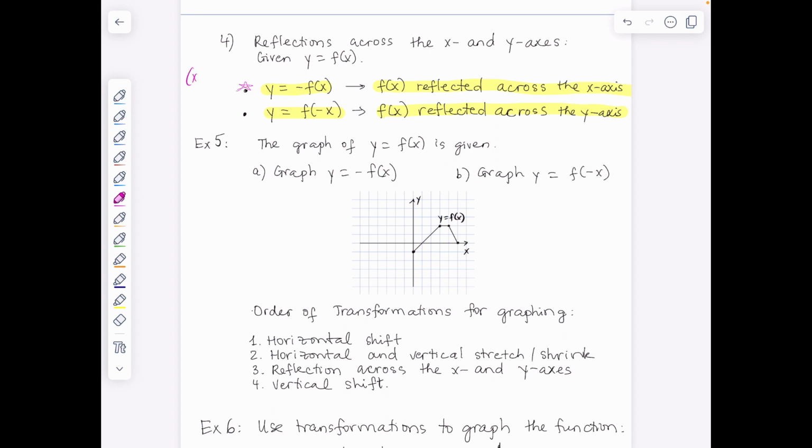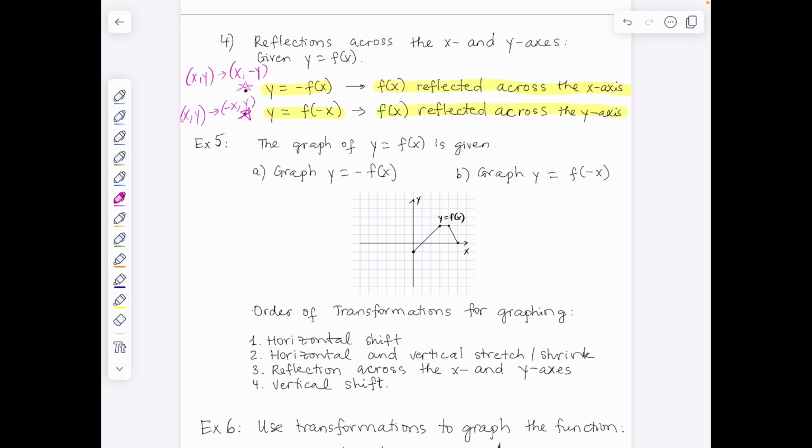When you transform for the first scenario, where y is equal to negative f of x, you will transform the point (x, y) to the point (x, negative y). You just add a negative to the y coordinate. And then vice versa with y is equal to f of negative x: transforming the point (x, y), you will change x to negative x and then keep y the same.